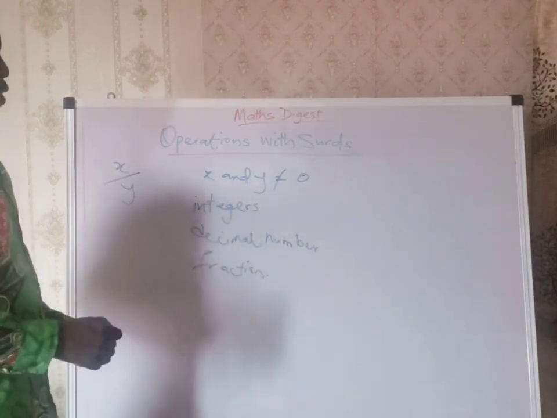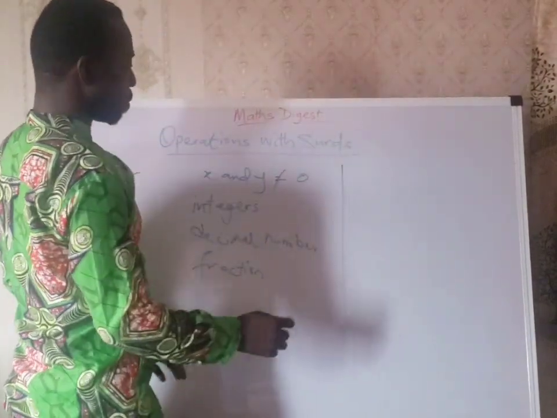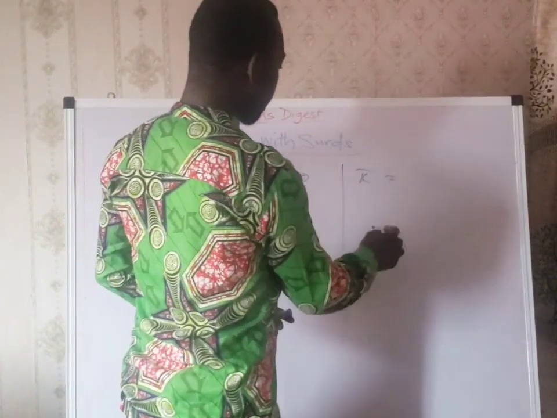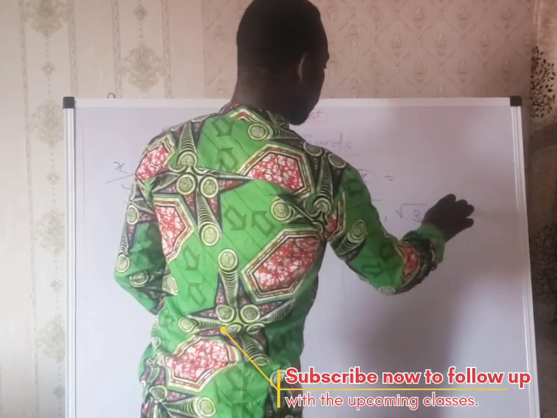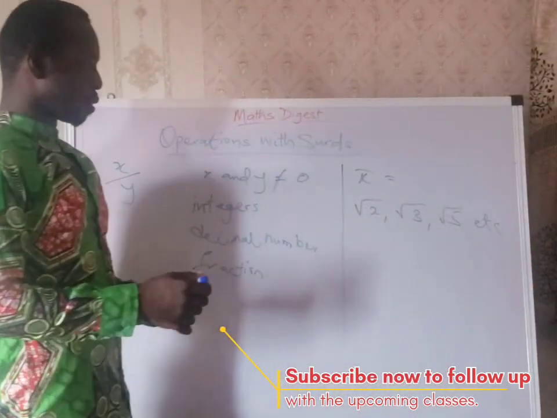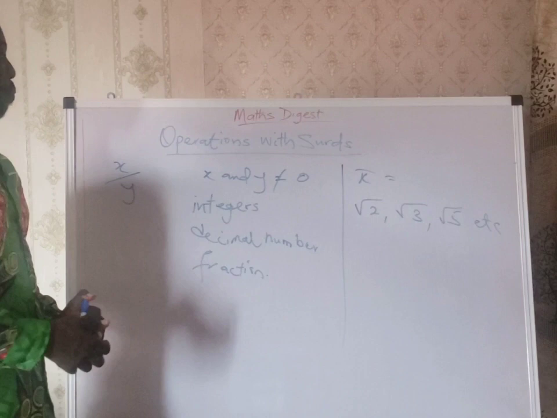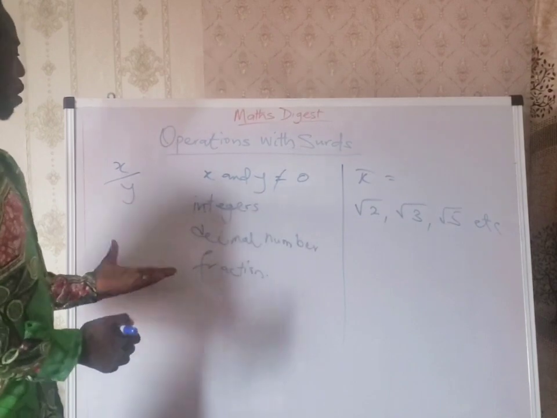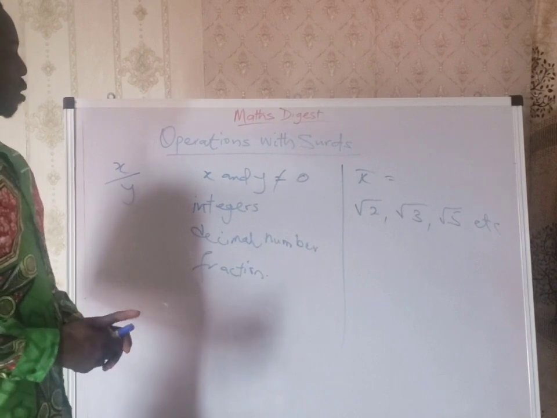But when you talk about irrational numbers, they are the things you cannot easily determine their value. Something like pi or √2, √3, √5, etc. So these are irrational numbers. Now, if you want to operate a surd, the best you need to know is to find out what it obeys.